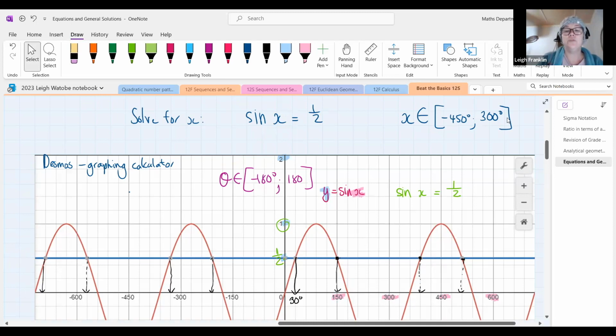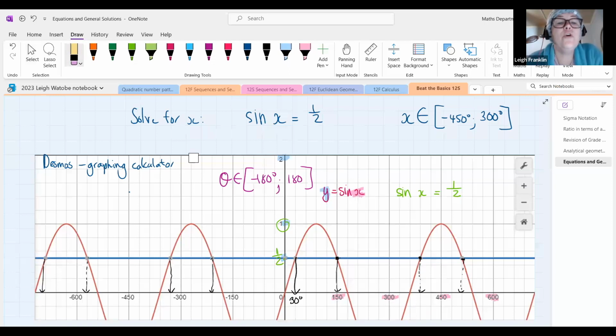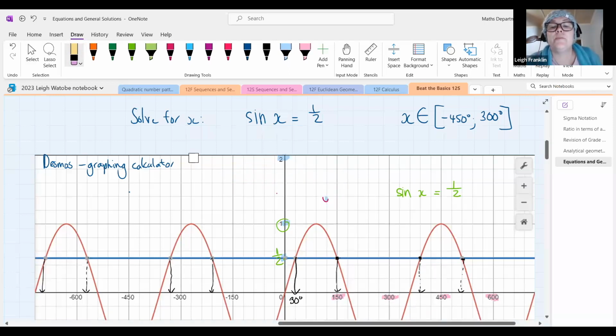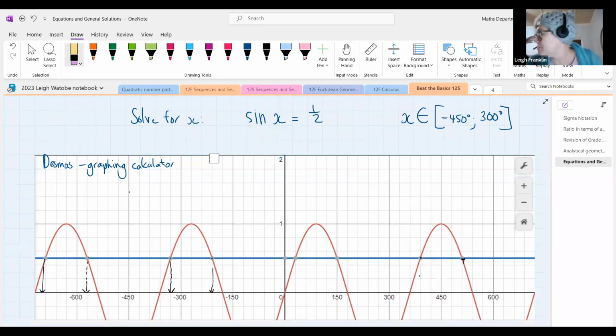How do you know that you are supposed to be using a general solution? It doesn't say find the general solution. How do you know that you're supposed to be doing a general solution? How do you know, Matrix, that you're supposed to be using a general solution in this situation?